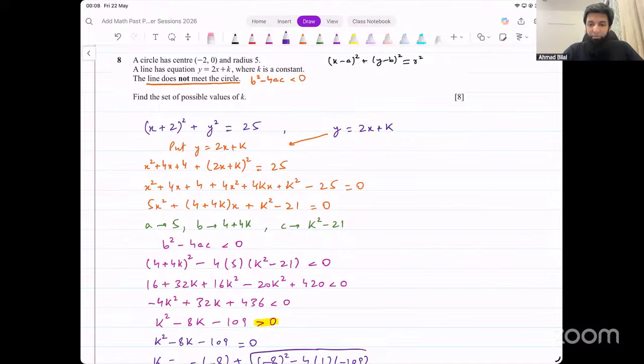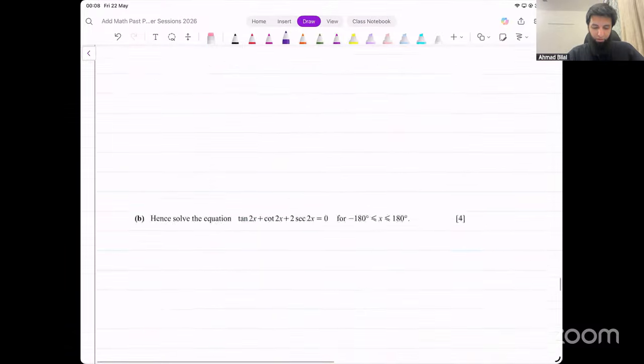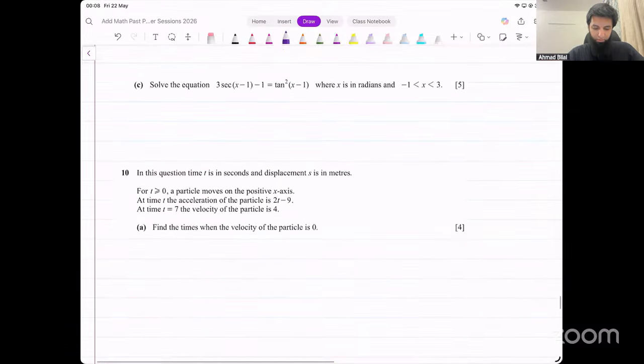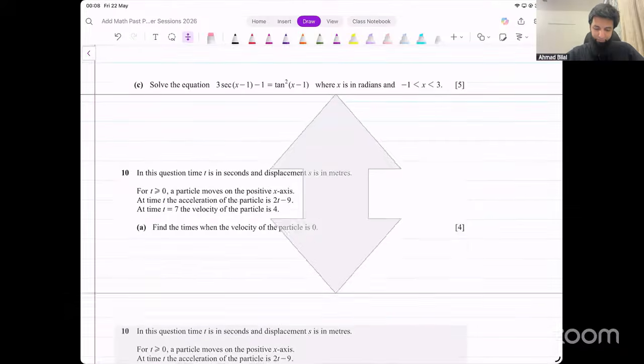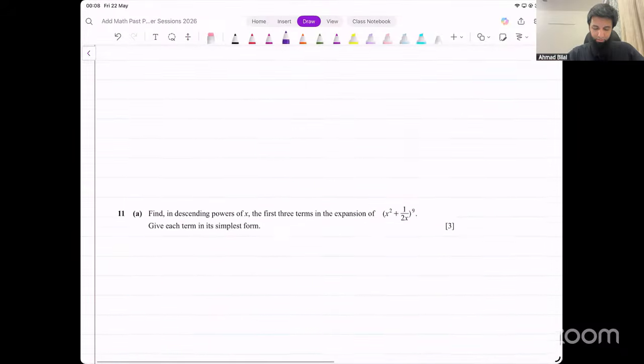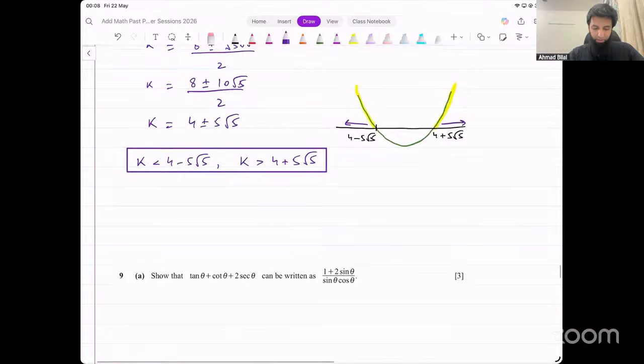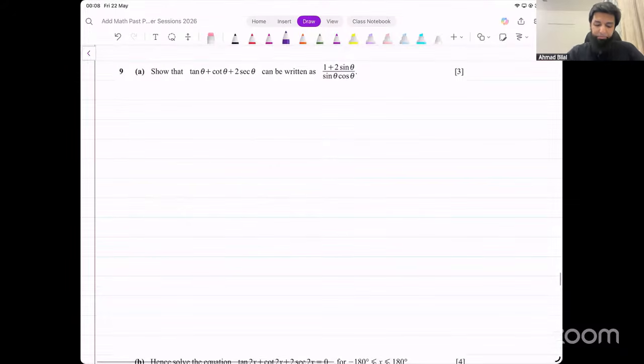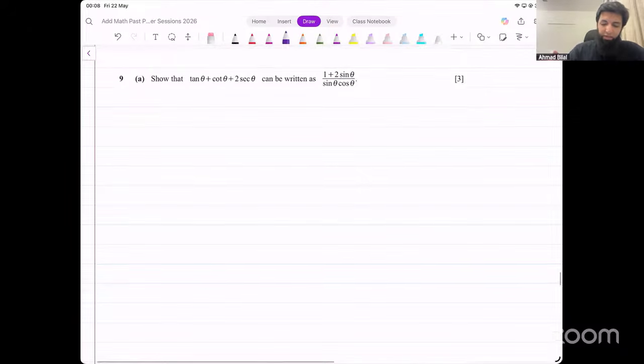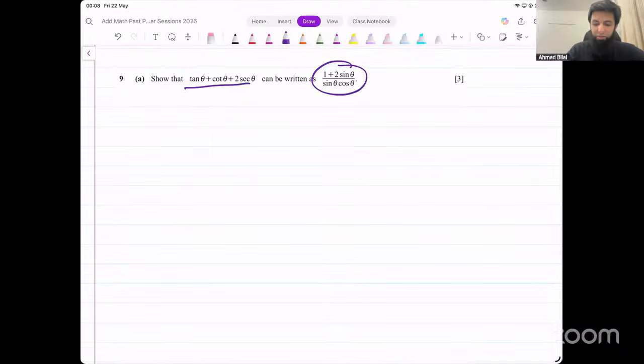Okay, let's resume and do the next one now. We've got 3 more questions to go: 9, 10, and 11. Let's do these now. Okay, question number 9. It says, show that this thing can be written as 1 plus 2 sine theta divided by sine theta into cos theta.